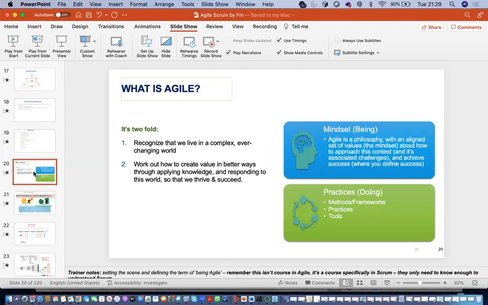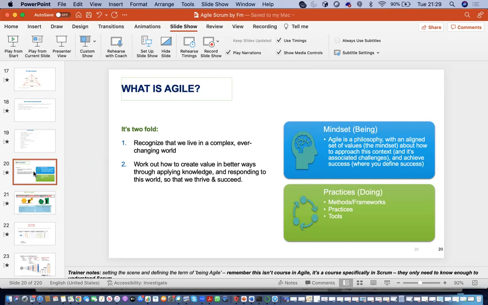Agile has the science part of it, the doing part of it. And it has the philosophy side of it. So we said there's the agile mindset. Agile mindset is being agile.